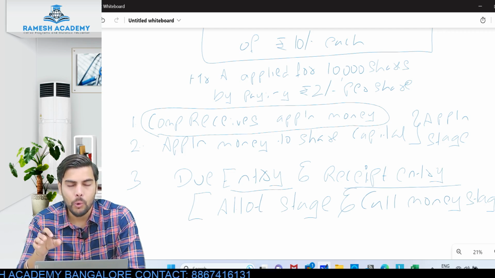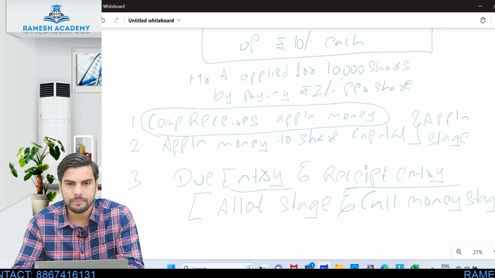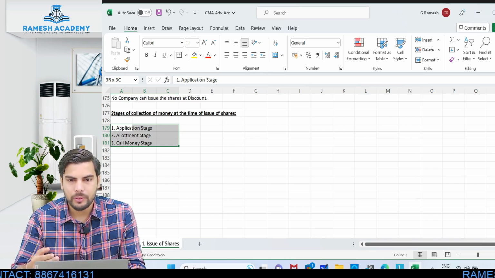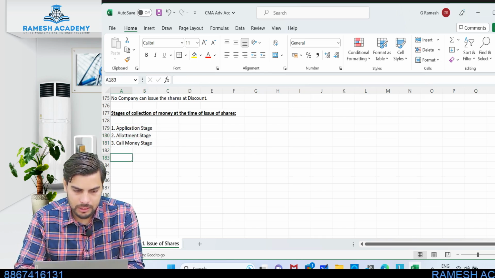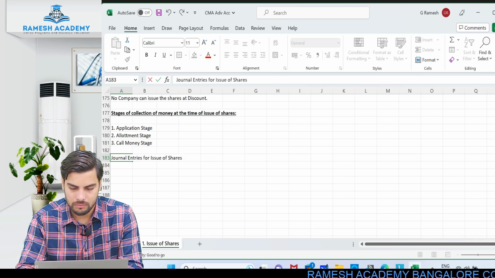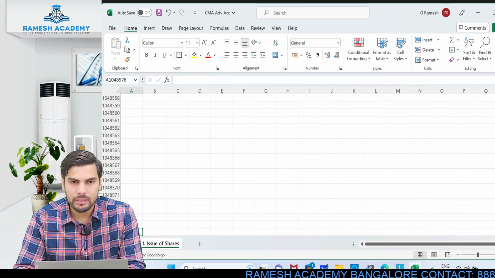Now let us understand what exactly will be the journal entries which we need to pass. These would be the three things we'll be doing. Let us just have a look at the journal entries which we'll be passing. So let me just explain to you the journal entries we'll be passing. I'll just write it over here. First let me explain the basic journal entries.